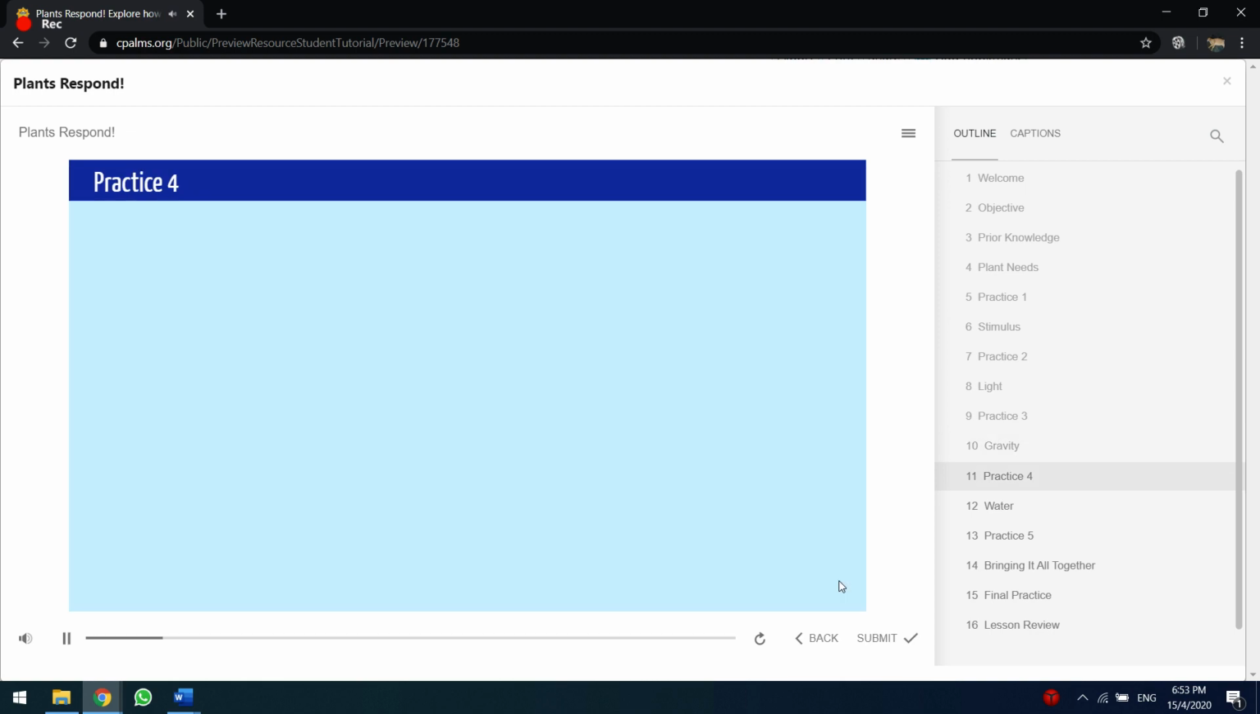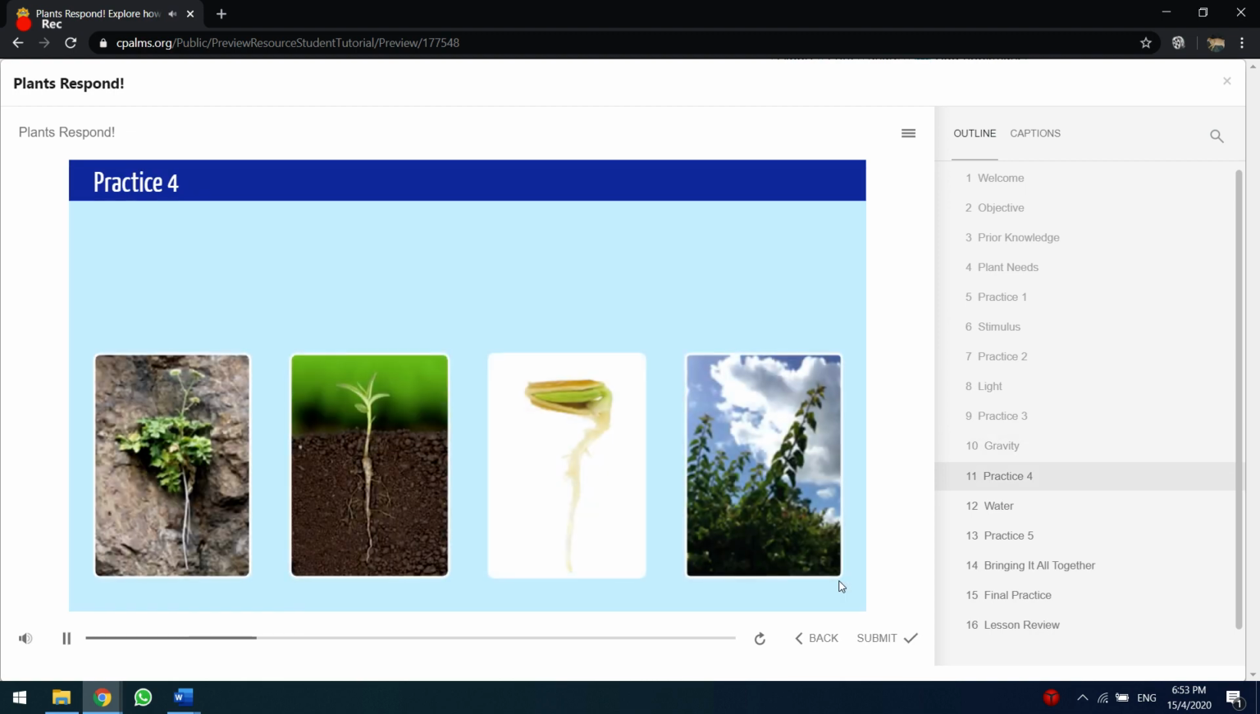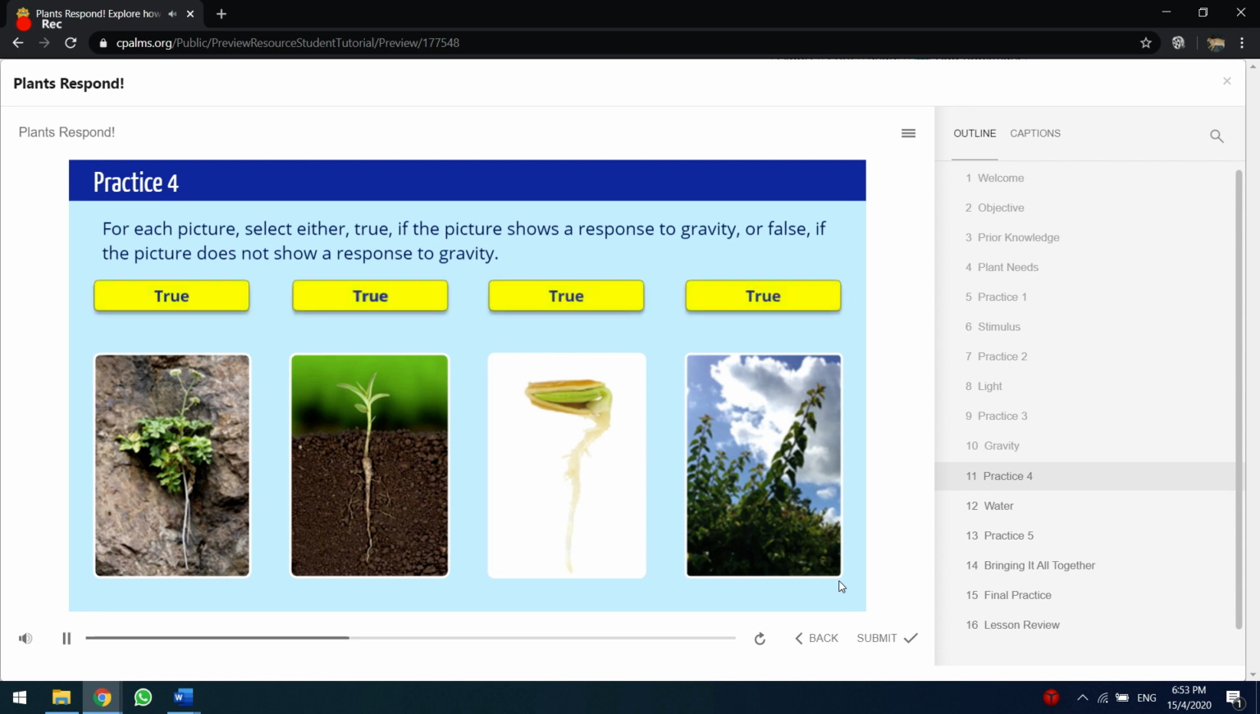Let's practice what we know. Look closely at these plant pictures. For each picture, select either true if the picture shows a response to gravity, or false if the picture does not show a response to gravity. Click Submit when you've completed your answers.